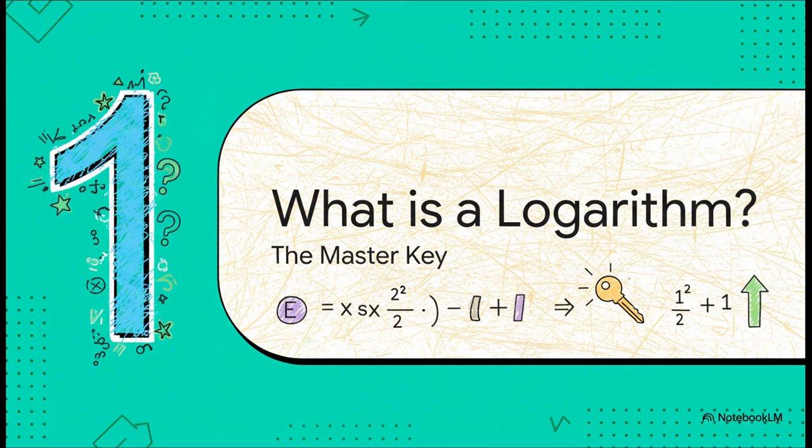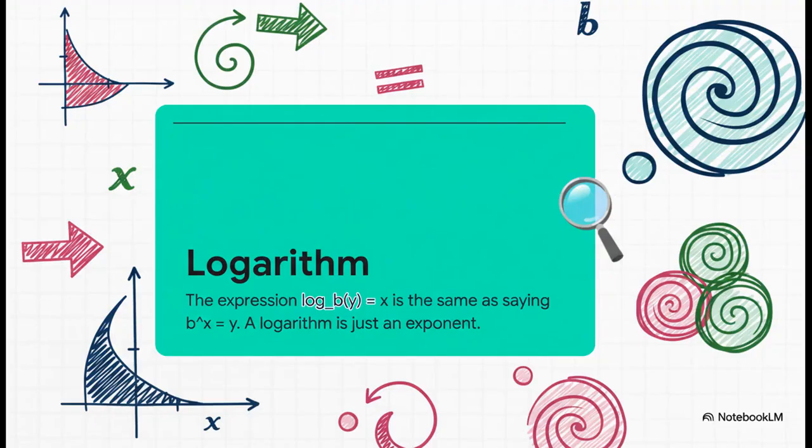Seriously, this is the single most important idea. Once you get this, I promise everything else just clicks. So, the big question, what is a logarithm? The answer? It's surprisingly simple. A logarithm is just an exponent. That's it. That's the secret.